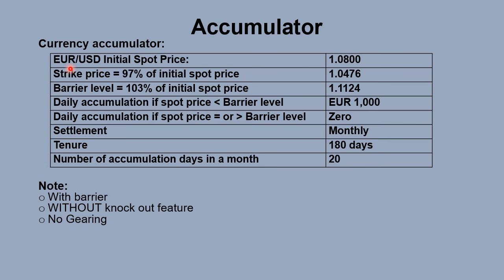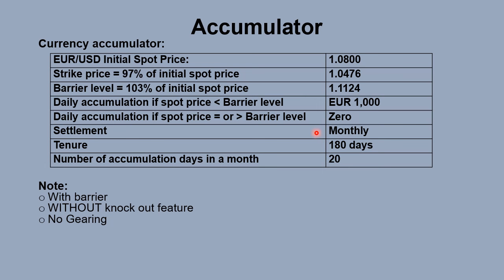In this currency accumulator, you have the Euro-USD currency pair and the initial exchange rate is 1.08. The strike price is 97% of the initial spot price, which is 1.0476. The barrier level is 103% of the initial spot price, which is 1.1124. The daily accumulation, if the spot is less than the barrier, is euro 1000, and the daily accumulation if the spot price is equal to or greater than the barrier level is 0. That is, the accumulation stops on that particular day.